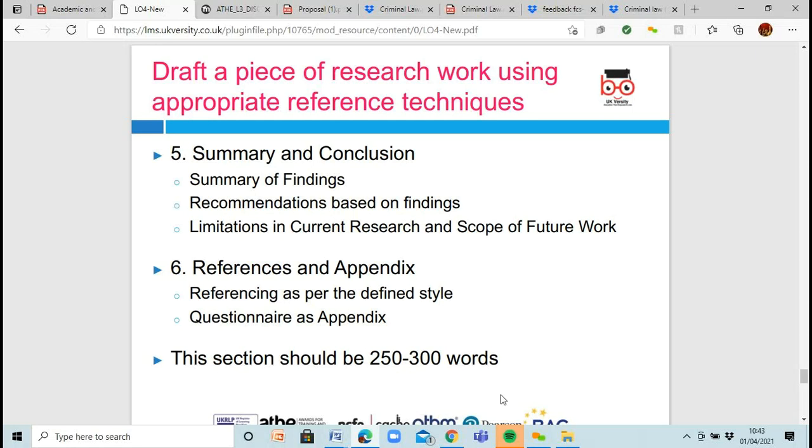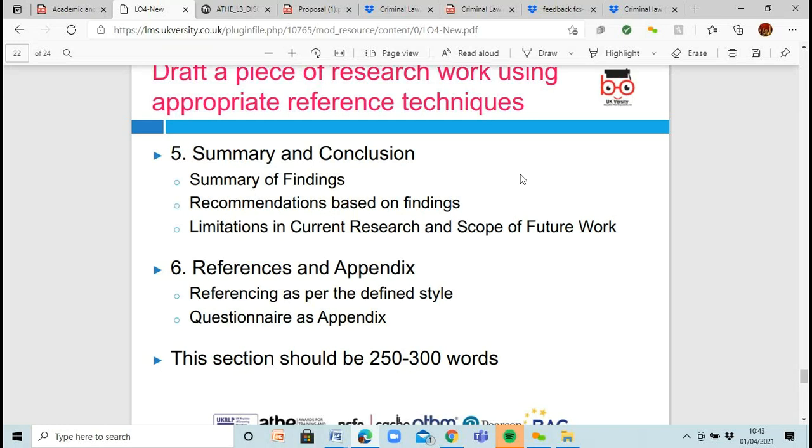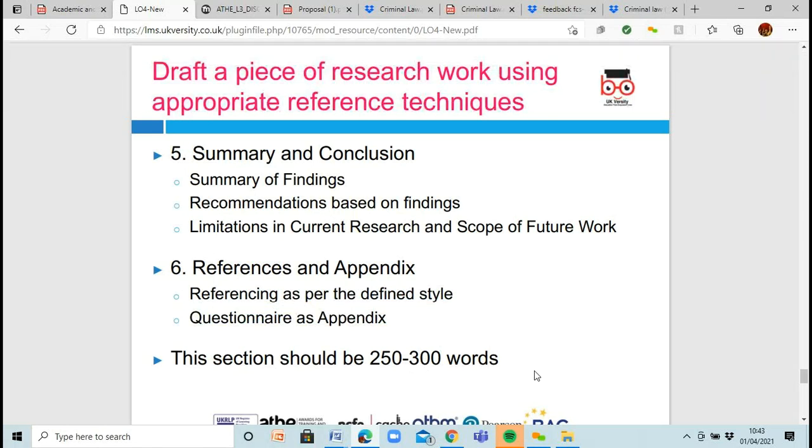And then this section, this research project, apart from your questionnaire, should be around 200 to 300 words. Your questionnaire should be around about 200 words. So it's not too bad.